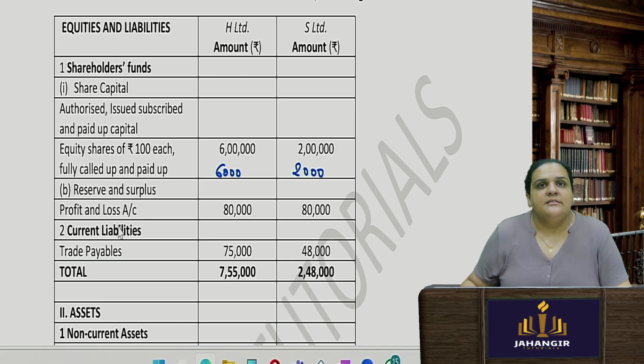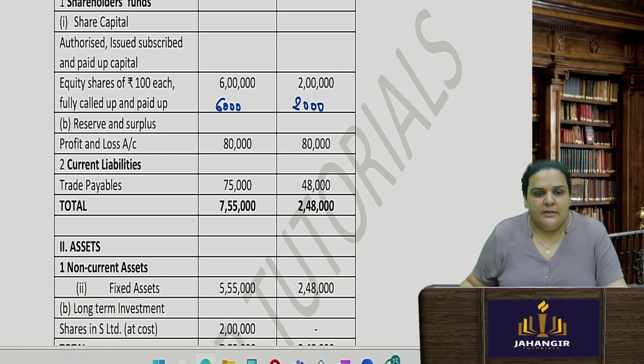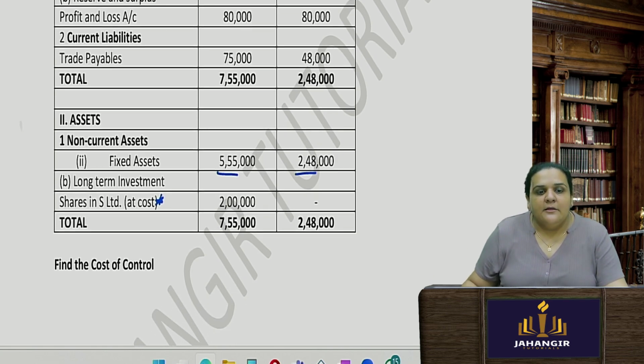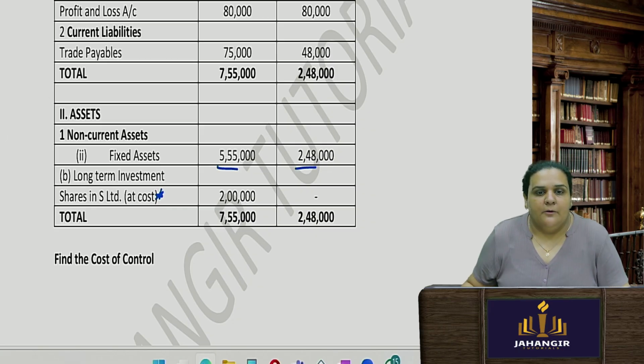In reserves and surplus, P&L 80,000, 80,000 both. Current liabilities, only trade payables are there, 75,000 and 48,000. In non-current assets, we have fixed assets, 5,55,000 of H and 2,48,000 of S Limited. Long-term investment, shares in S Limited at cost, rupees 2 lakhs. Find the cost of control.